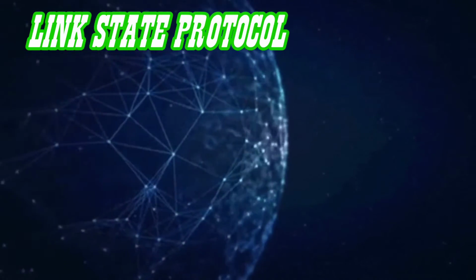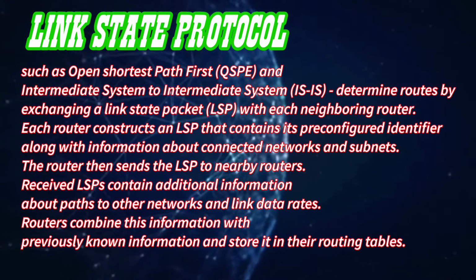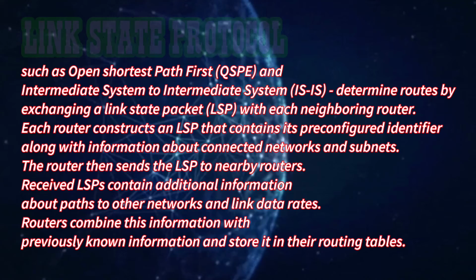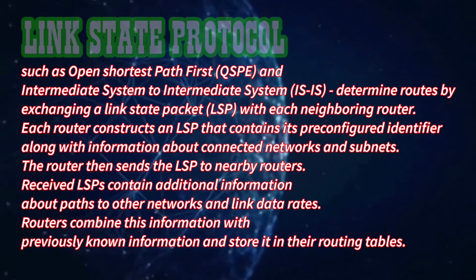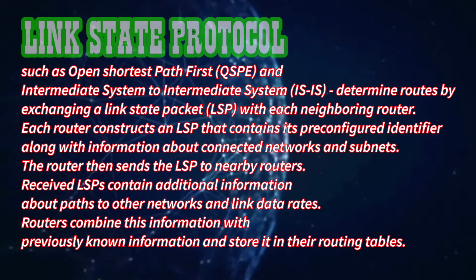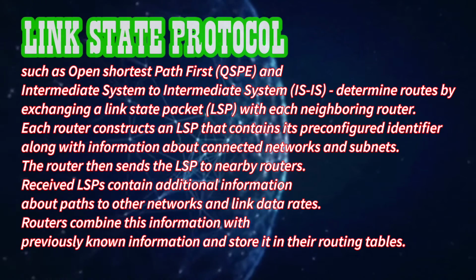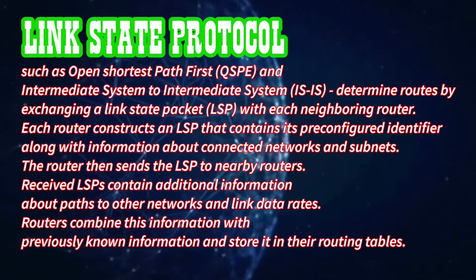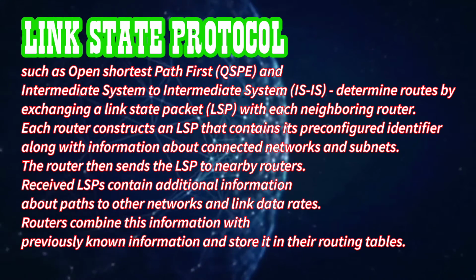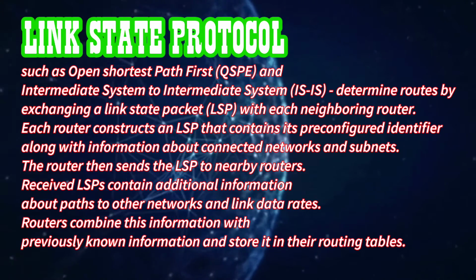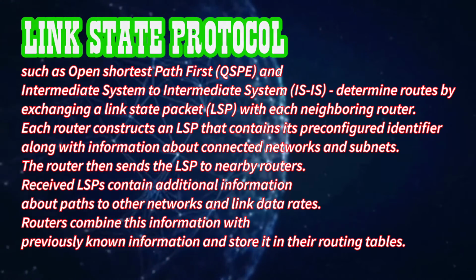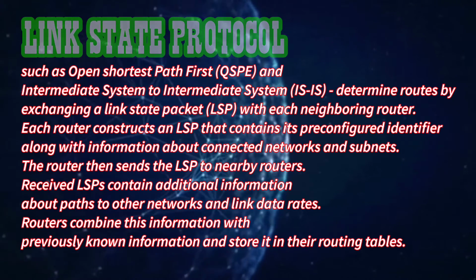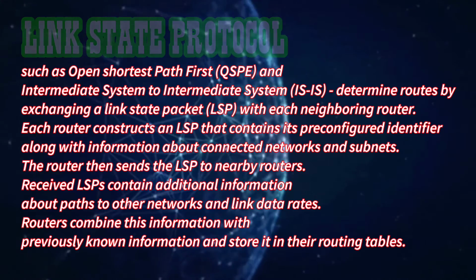Now, let's talk about link state protocols, such as Open Shortest Path First or OSPF, and Intermediate System to Intermediate System or IS-IS. These determine routes by exchanging a link state packet or LSP with each neighboring router. Each router constructs an LSP that contains its pre-configured identifier along with information about connected networks and subnets. The router then sends the LSP to nearby routers. Received LSPs contain additional information about paths to other networks and link data rates. Routers combine this information with previously known information and store it in their routing tables.